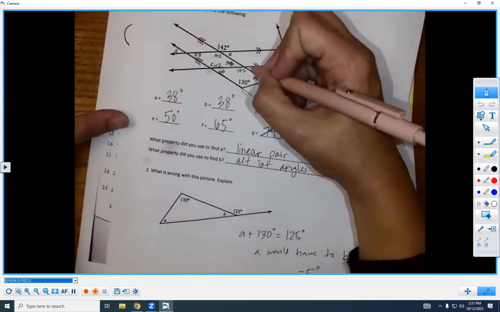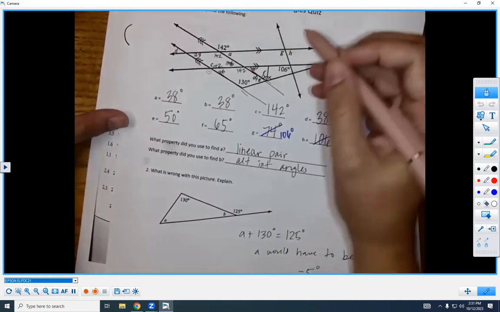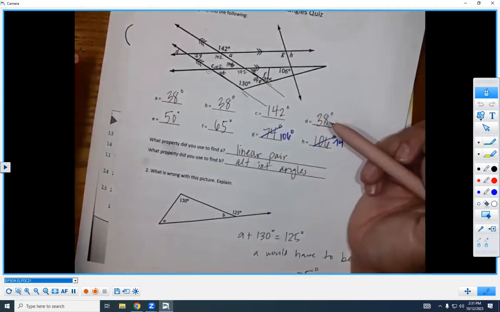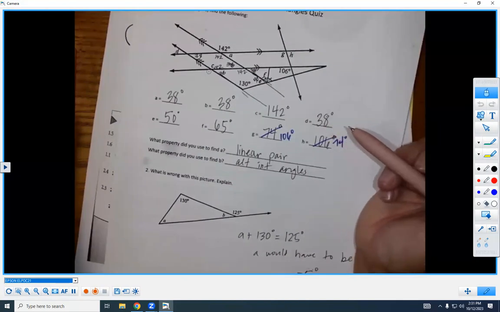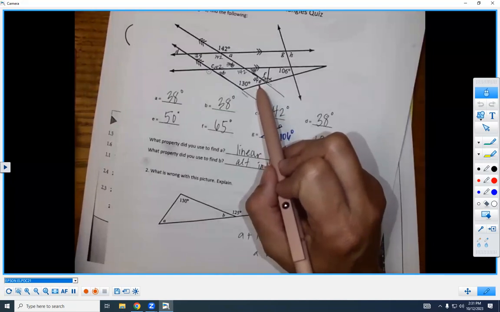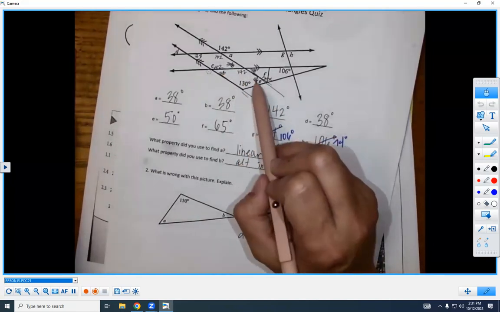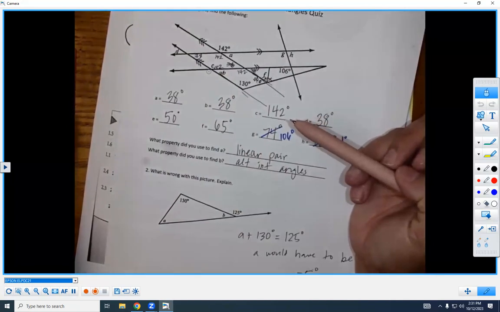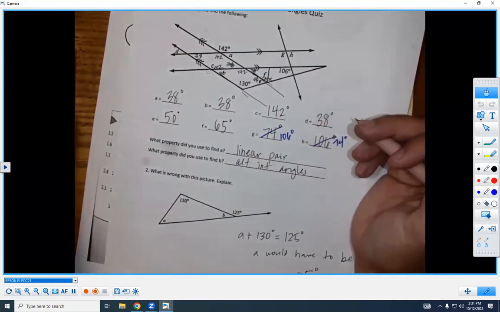This has to be 38 right here, because it's a linear pair. I don't know what that one is though. I got it wrong. I don't remember how I got it wrong. I think I just kind of gave up. I don't have it with me now. I had it today, I just can't find it. I think that if you put 38 here, it's because you thought that these were corresponding angles, maybe. I think that's what I did. Yeah, that's what I did. I did 38 for E.